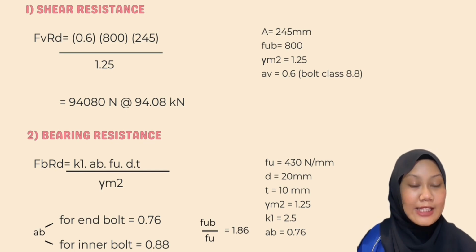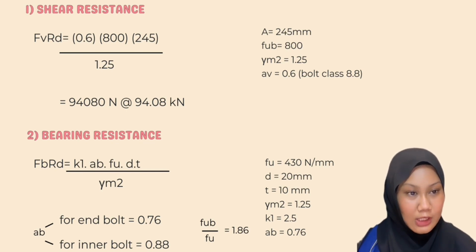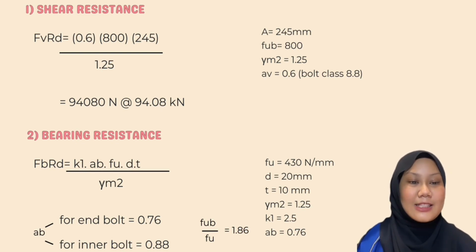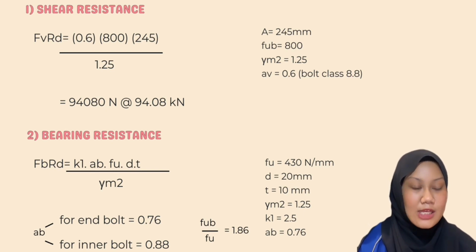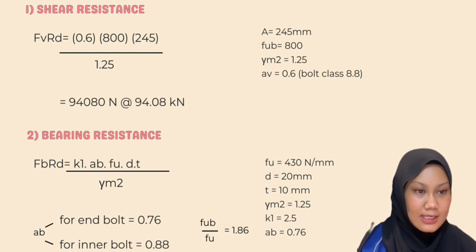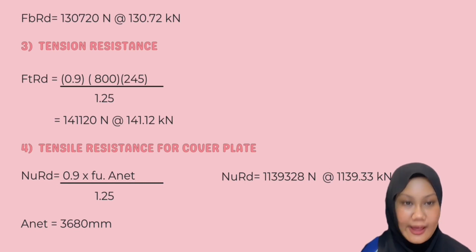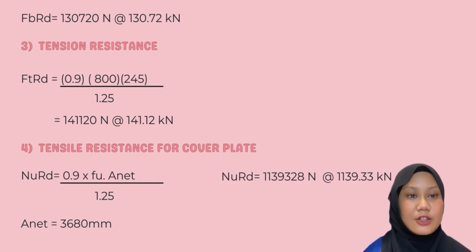Next we need to find the bearing resistance by using the FbRd formula, which is k1 multiplied by alpha b multiplied by fu multiplied by d and multiplied by t divided by gamma M2. So fu is 430 N/mm squared, d is 20 millimeter, t is 10 millimeter, gamma M2 is 1.25, k1 is 2.5 and alpha b is 0.76. By using the formula, we get the final answer for FbRd is 130,732 Newton or 130.73 kilonewton.